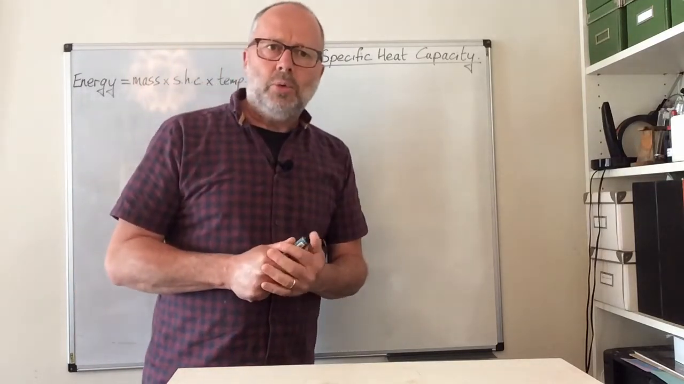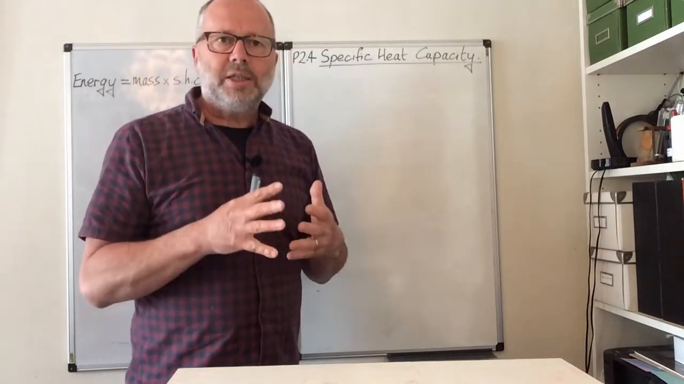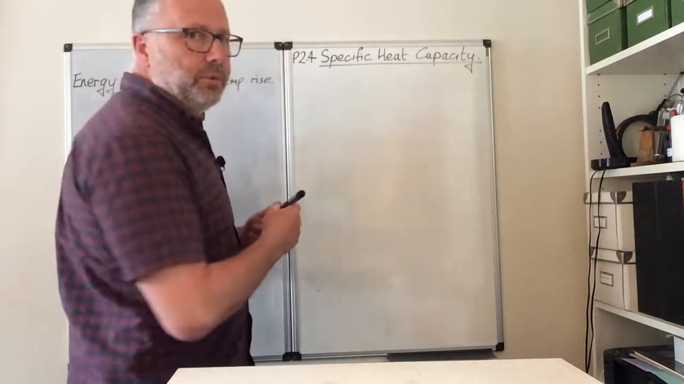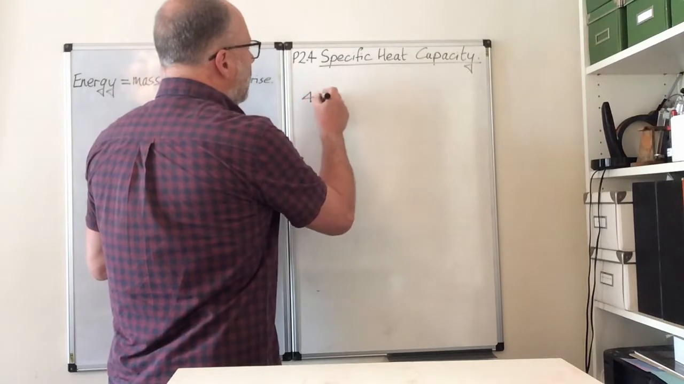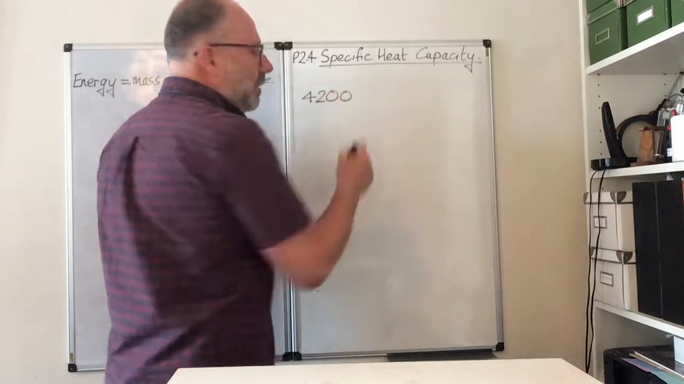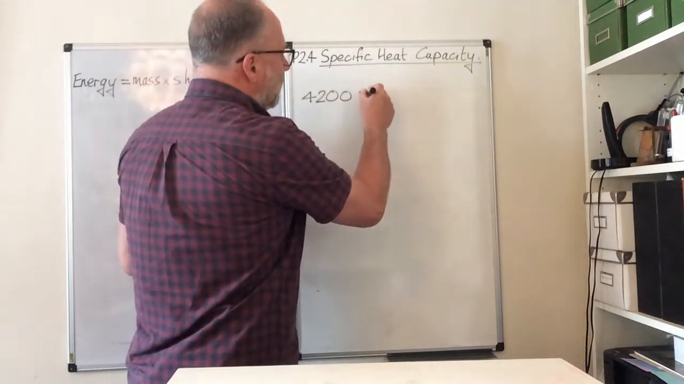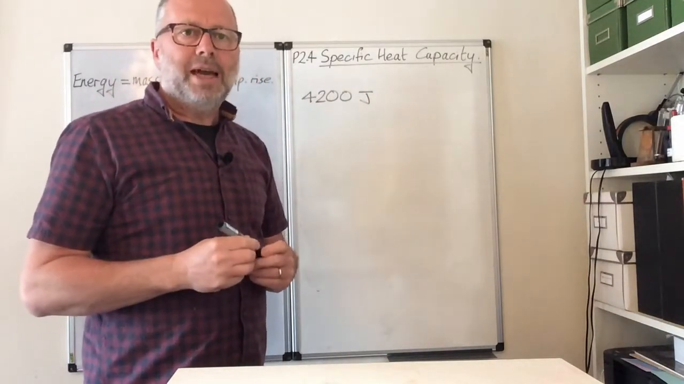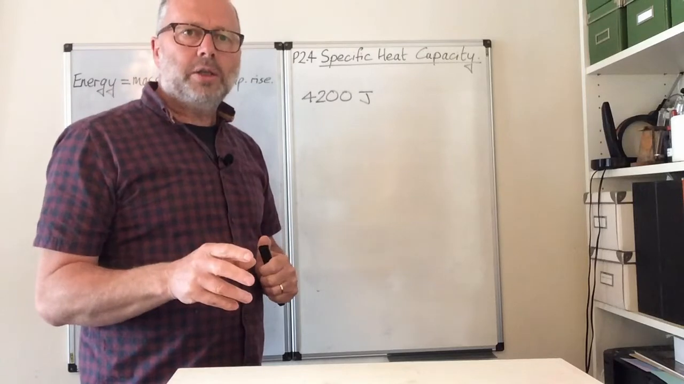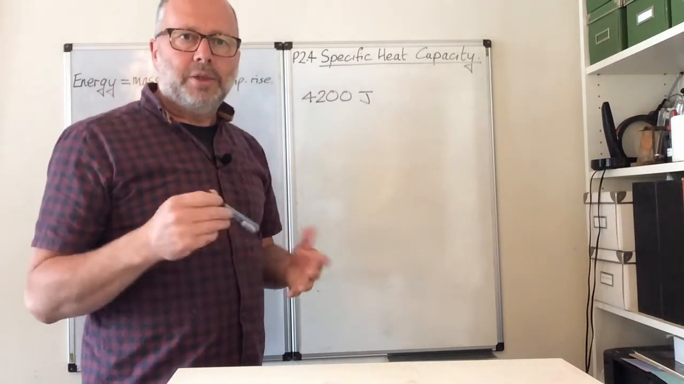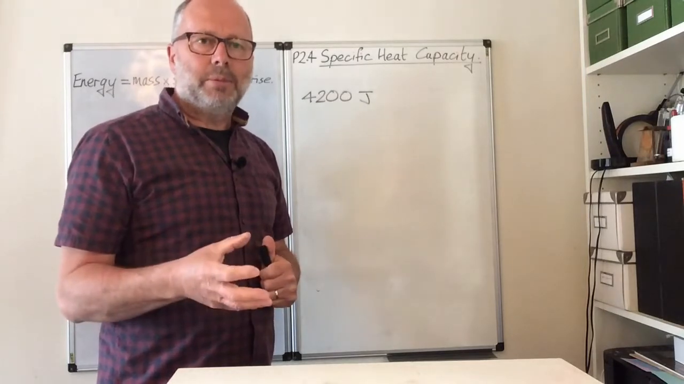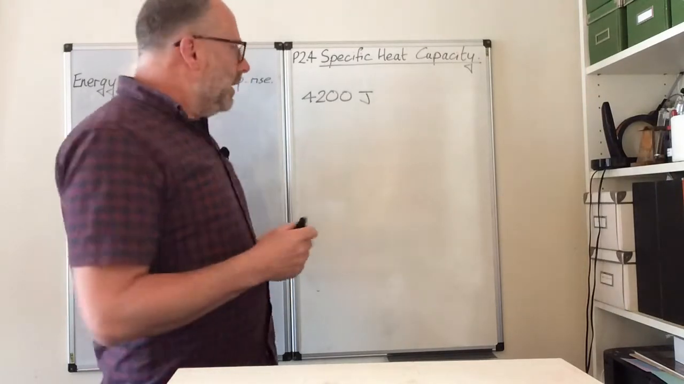What you will be told in the exam is the specific heat capacity of a certain substance, and it has a number. For example, if you had a kilogram of water, which is a litre of water, it would take 4,200 joules to get that 1 kilogram of water hotter by 1 degree centigrade. And that's what the specific heat capacity is. How much energy you need to get a kilogram of something 1 degree hotter.